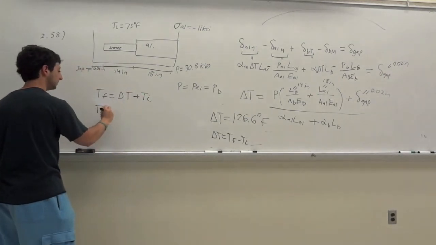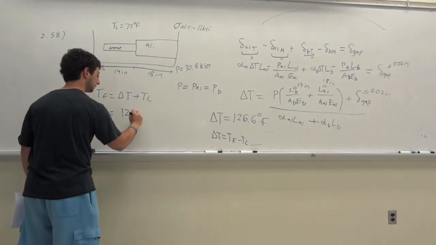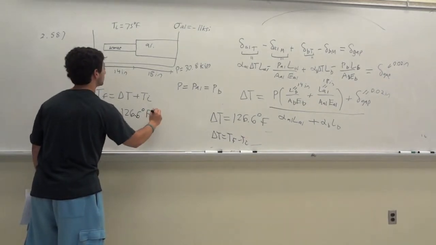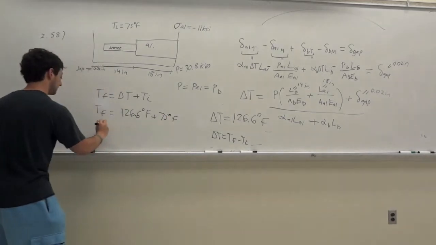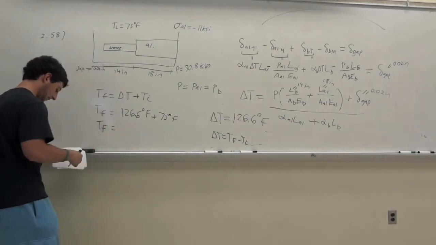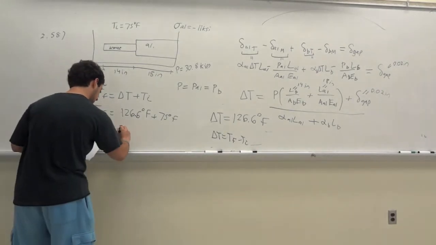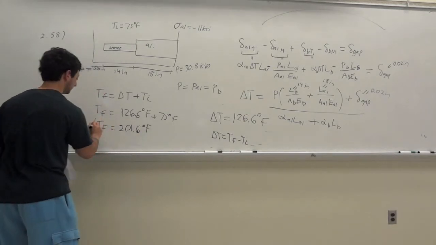So TF is equal to 126.6 degrees F plus the initial temperature, which was 75 degrees F. Okay, so the final temperature you get, it's 201.6 degrees F.